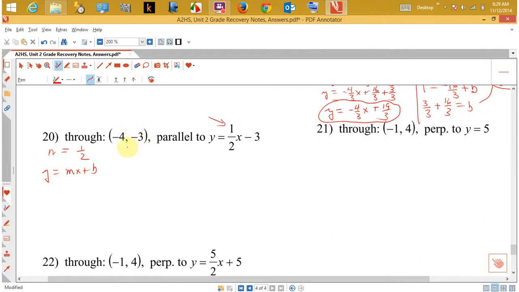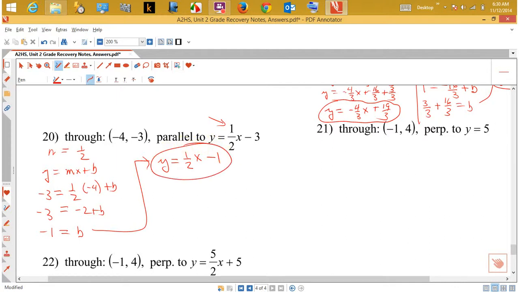So my point is a -3, m is 1/2, x is a -4, plus b. -3 is equal to -4 times 1/2, which would be a -2, plus b. Now I'm going to add 2 to both sides, so I have a -1 is equal to b. So now substituting those values in, I have y is equal to the slope times x plus b.